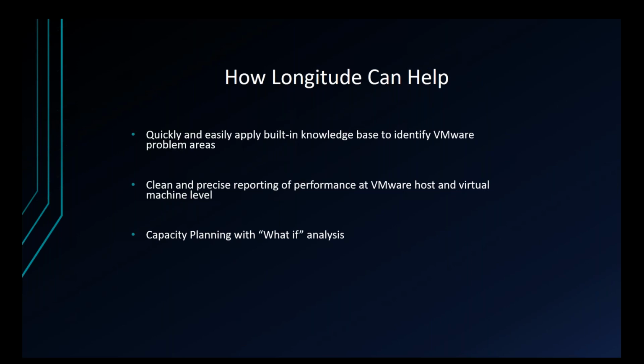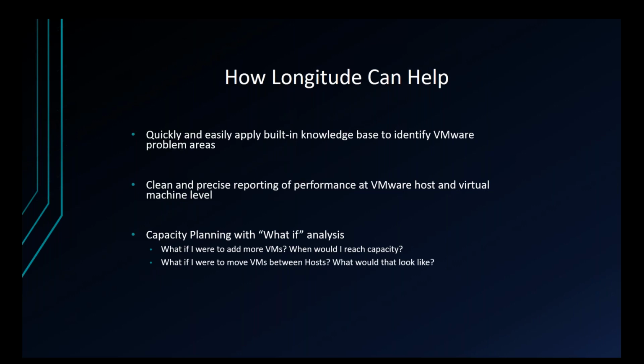And the Capacity Planner has a what-if capability. And as the name what-if implies, it's what if. What if I were to add more VMs? What would that look like? When would I reach capacity? These are some examples. What if I were to move VMs between hosts? Again, what would that look like? What would happen if I were to add or remove host capacity? How would that affect performance?